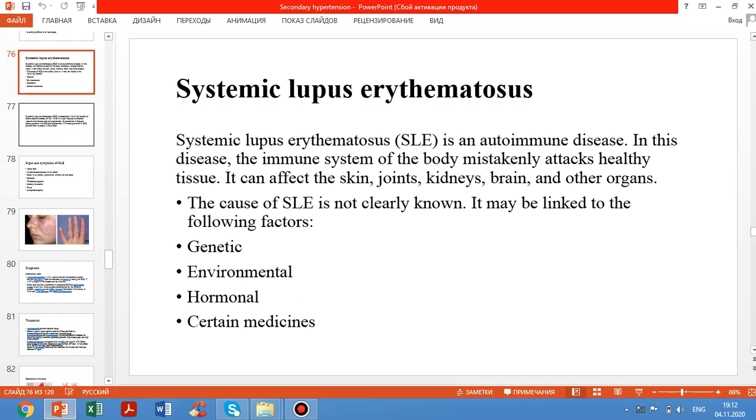Systemic lupus erythematosus. Systemic lupus erythematosus is an autoimmune disease. In this disease, the immune system of the body mistakenly attacks healthy tissue. It can affect the skin, joints, kidneys, brain, and other organs. The cause of systemic lupus erythematosus is not clearly known. It may be linked to the following factors: genetic, environmental, hormonal, certain medication.